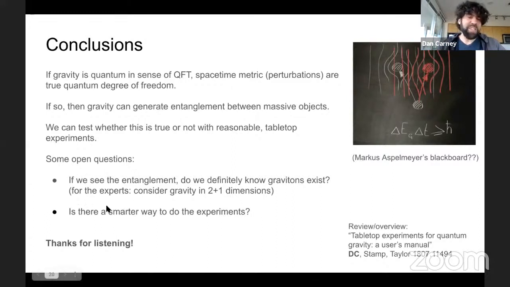And then there's another question, which is: is there a smarter experiment to do? Nobody's claiming that we have the optimum thing at this point, and there's still time to make something before anybody actually achieves one of these things in a lab.